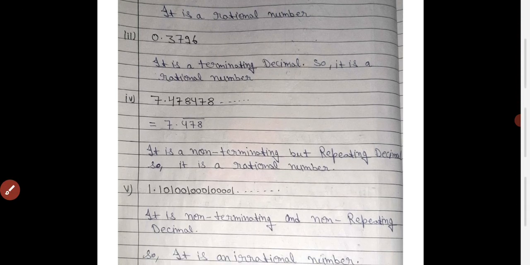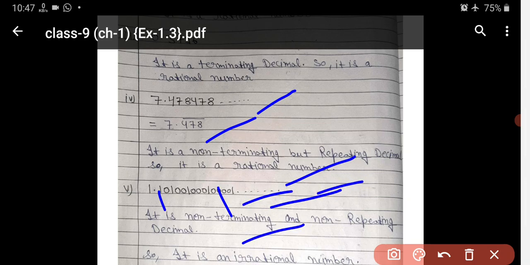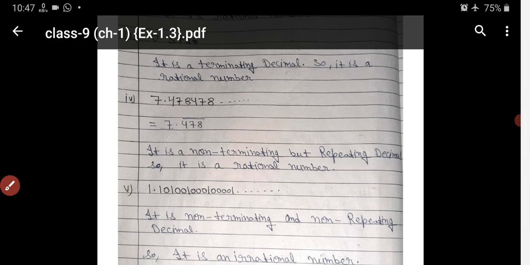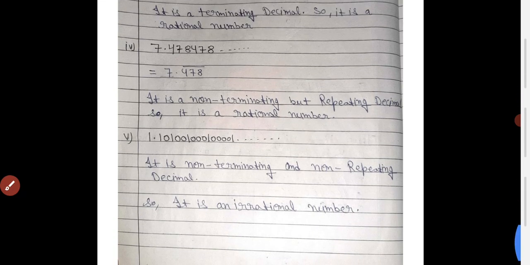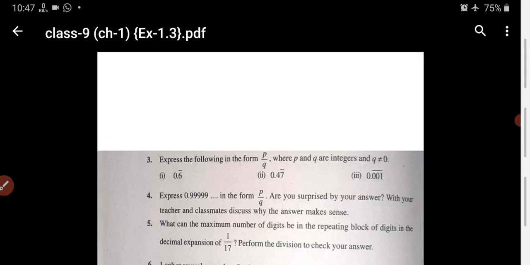Now come on that question. It is non-terminating but repeating. 478, 47 are repeating or not? So non-terminating but repeating also represents a rational number. So you have to write it. So it is a rational number. Now come on that one. It is non-terminating. It repeats. It becomes 10, then 100,000 and 10,000 like that. So it is non-terminating and non-repeating. So it represents an irrational number. It represents what, beta? Irrational number by that definition. Okay. So all these questions are complete. This exercise is also complete. So if you have any doubt in any question, you can ask me now. Thank you.